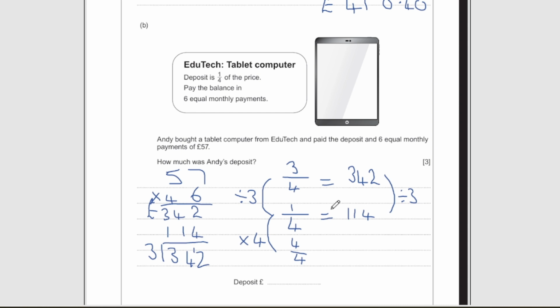How much was the deposit? It was a quarter, which is £114. If we needed to work out the total cost, we would then times 4 to give us £456. However, we don't need that. We just need this £114 because that is the deposit, £114.